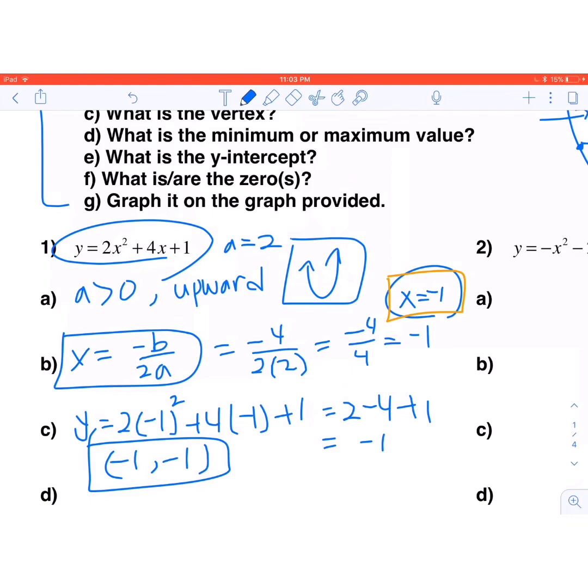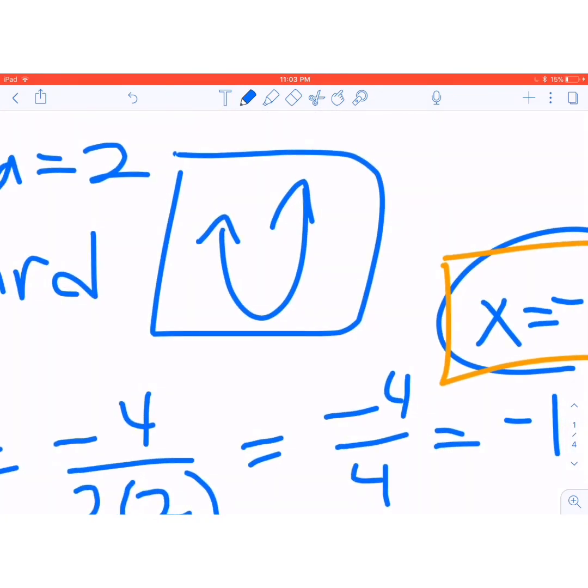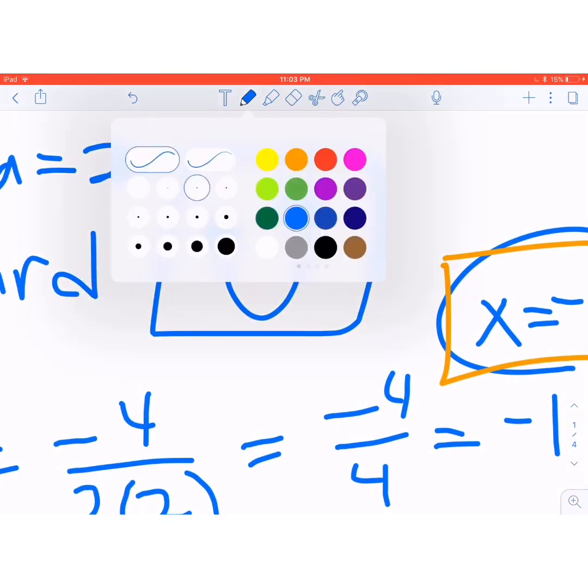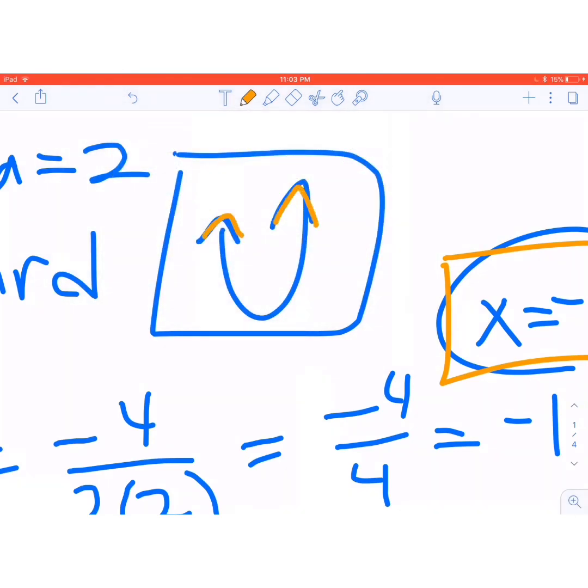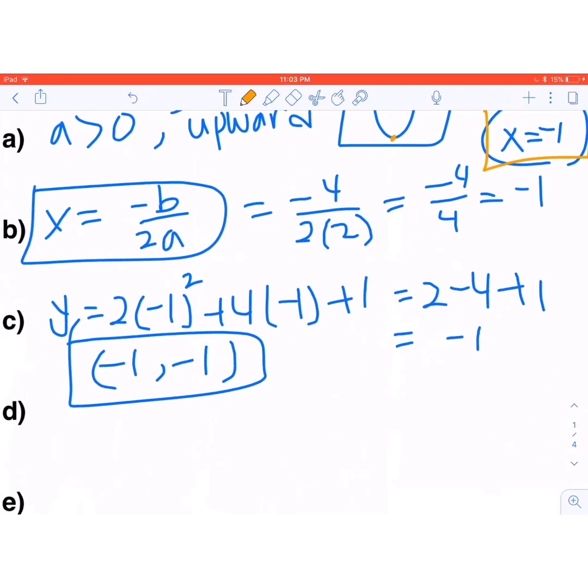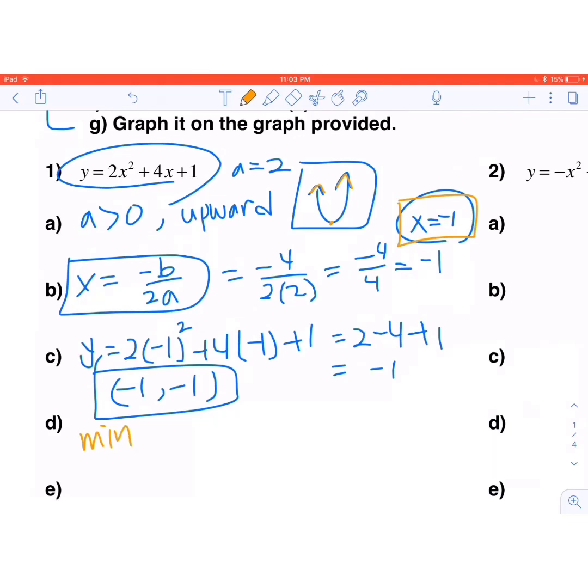Then it says, what is the minimum or maximum? The reason it's minimum or maximum is because if it's an upward parabola, like this arrow is indicating that it's going to go upward forever, would you be able to find the maximum? No, because it's going on forever. But can we see our lowest point? Yes, it's at the vertex. So given that, we are going to find our minimum for this specific one, and that minimum is going to be at y is equal to negative 1 because that's where the vertex is. I got that value from part C.